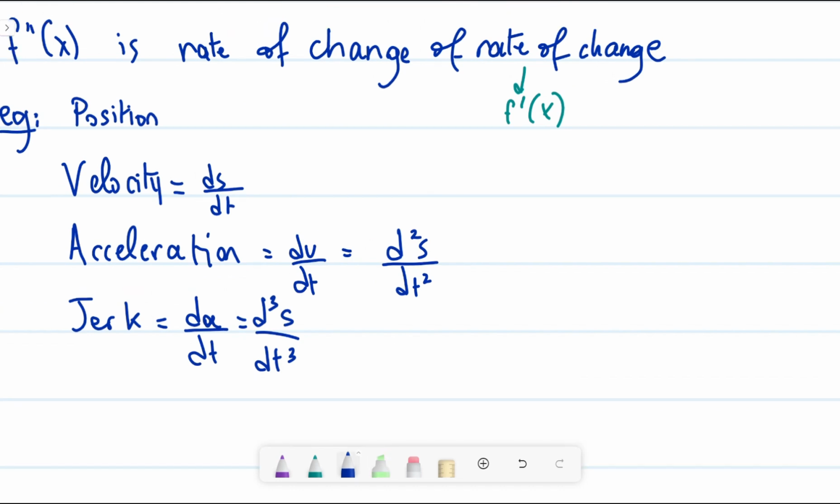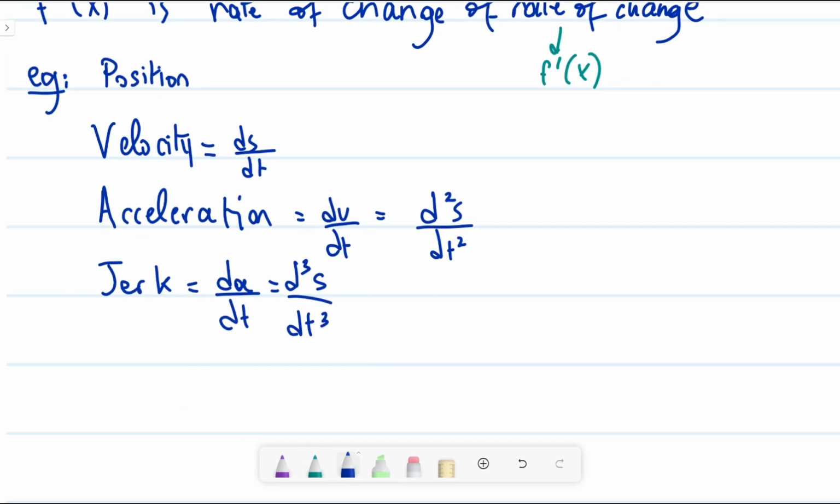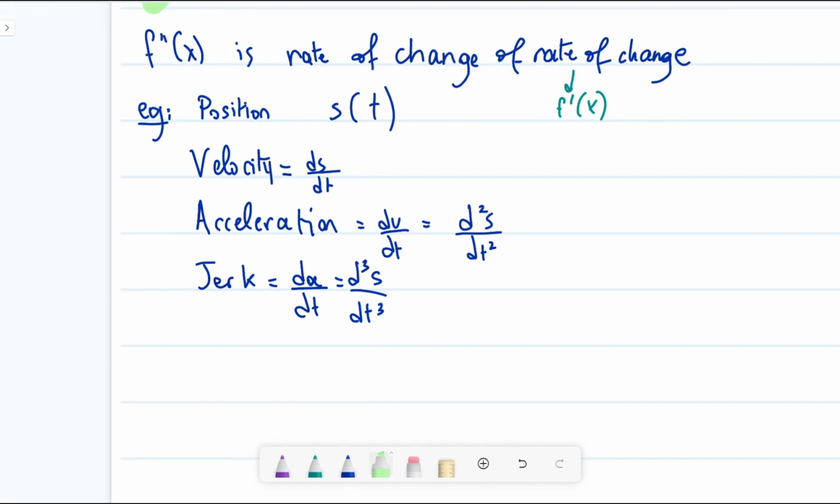If position is our function, let's say position s with respect to t, the first derivative of s of t is velocity. The second derivative of s of t is acceleration. Notice that acceleration is the second derivative of s of t, but it's the first derivative of velocity. Now, the third derivative of s of t is what we call the jerk function. Notice that the jerk function is the third derivative of s of t, but it is the first derivative of acceleration, and it would be the second derivative of velocity.